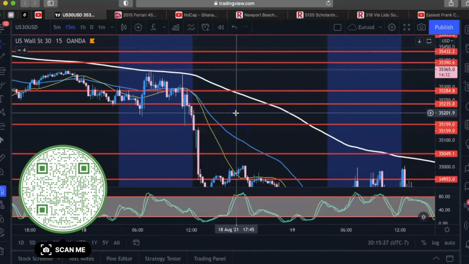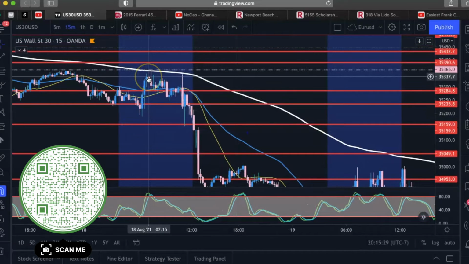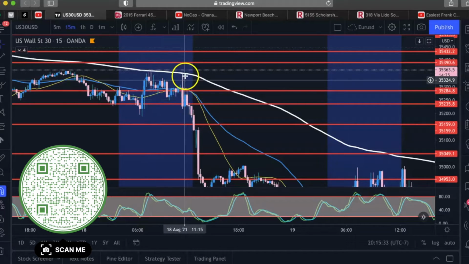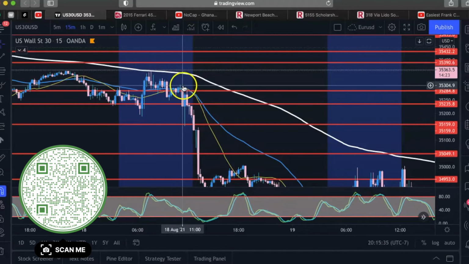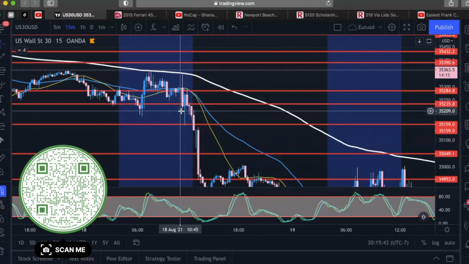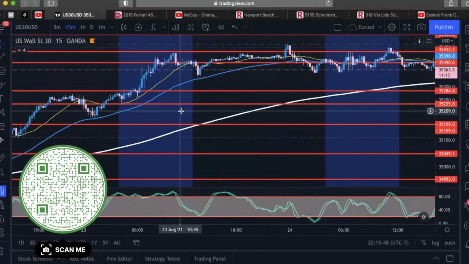Here's another example of the 200 EMA. We have two hits to the EMA right here, and then one last hit right there, and that's also during the New York session. So that would have been a really good opportunity to short the market after you saw this long wick, and this candle closed all the way down there. I would have definitely taken that trade right there, okay?